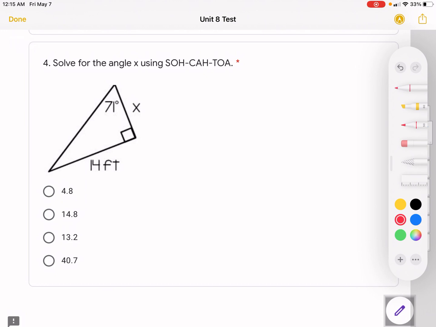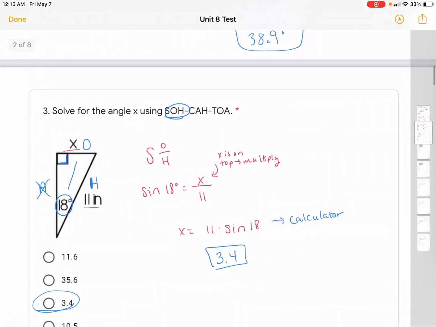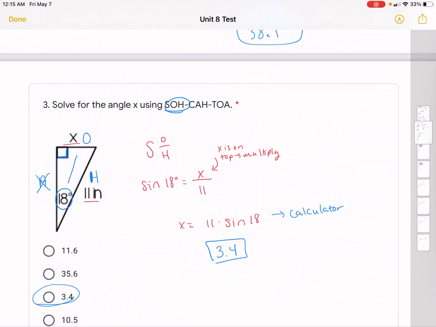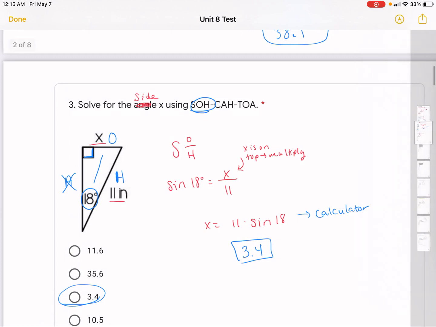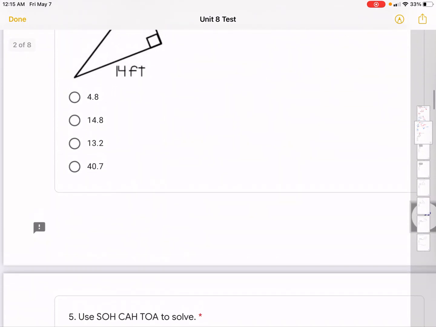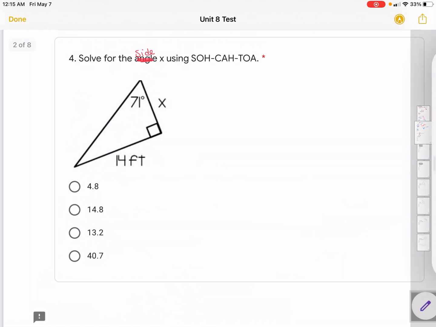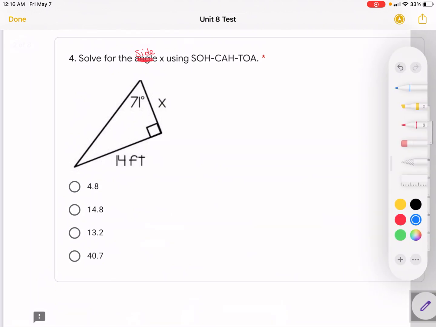Question 4, we're solving for angle X, or sorry, for side X. This should have said side X. So here, let's go ahead and label our sides. Opposite the 90 would be our hypotenuse. Opposite the 71 degrees is our O. Leftover side is our A. Here I'm going to scratch out H because that's the blank side.